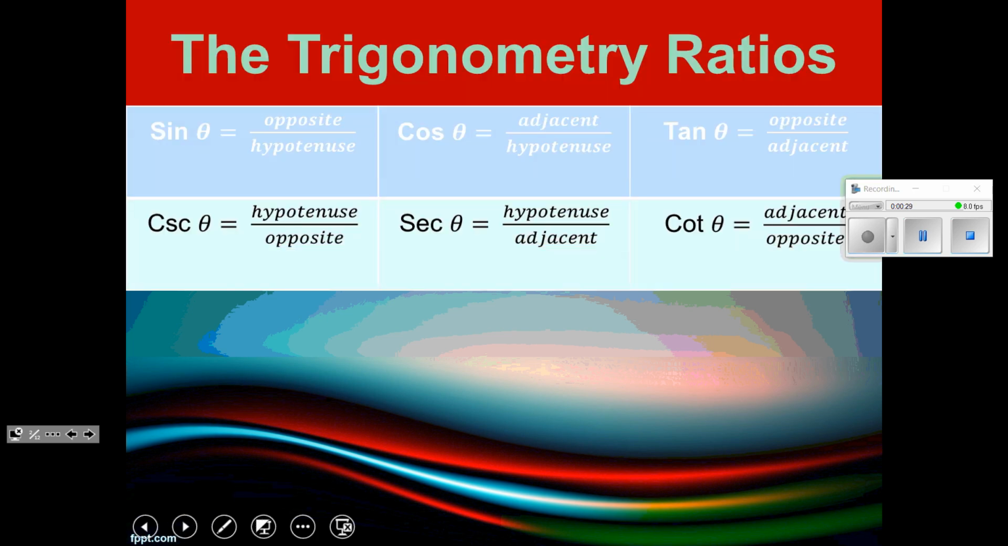I'm going to give you a second to go ahead and copy this down. We already know, based on SOH-CAH-TOA, that when you're looking at a right triangle, the sine is the opposite over the hypotenuse. Well, what's the relationship between sine and cosecant? They are reciprocals. So doesn't it make sense that if the sine is opposite over hypotenuse, then the cosecant would be hypotenuse over opposite? Any questions about that?